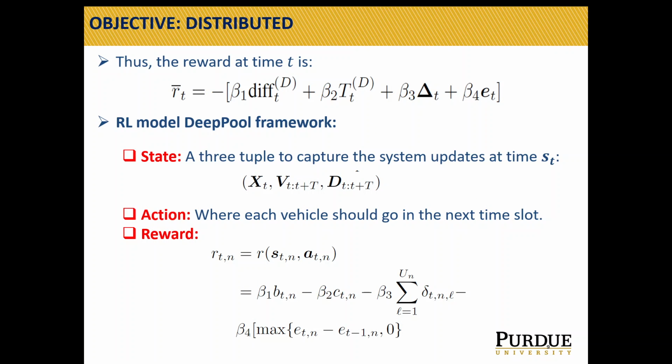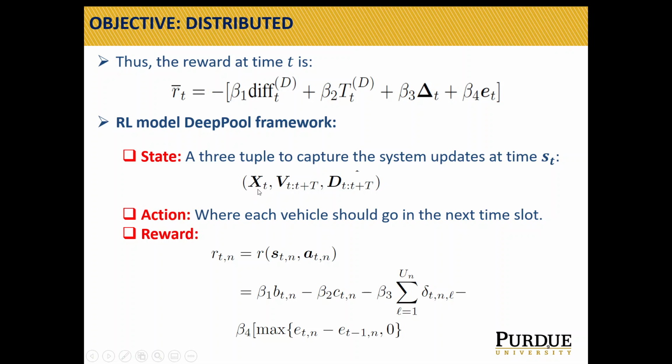Alternatively, we can write the expected reward in a distributed manner for each vehicle. For vehicle n at time t, the reward can be expressed as a weighted sum as shown in this formula. The action is a function of the state. The reward is a function of the state and the action. The state is a 3-tuple capturing the system updates at time t.